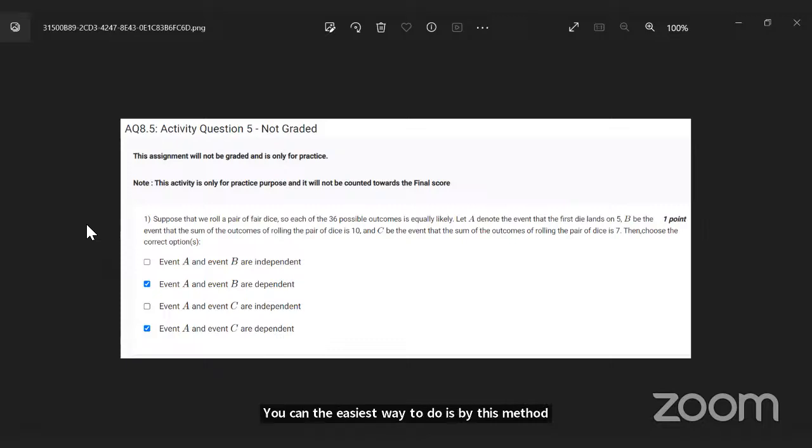Whenever you have to check whether two events are independent, you just need to check whether the probability of their intersection is the same as the product of the probabilities of the individual events. Product of probability of A and B, basically.